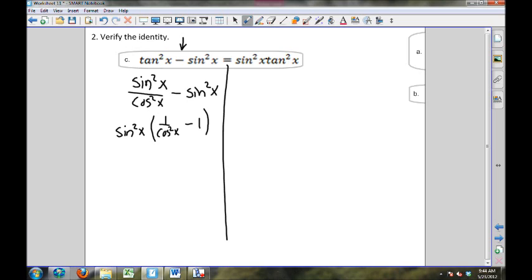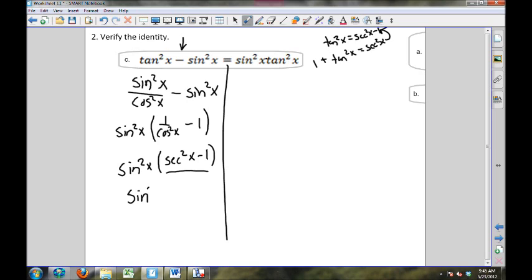Well, 1 over cosine squared has an identity. This would be sine squared x times secant squared x minus 1. And we saw from the last example that tan squared is equal to secant squared x minus 1. It comes from the Pythagorean identity 1 plus tan squared x equals secant squared x. In this Pythagorean identity, I can arrive at this equation, which means I can replace this entire term with tan squared. So this is just sine squared x times tan squared x.